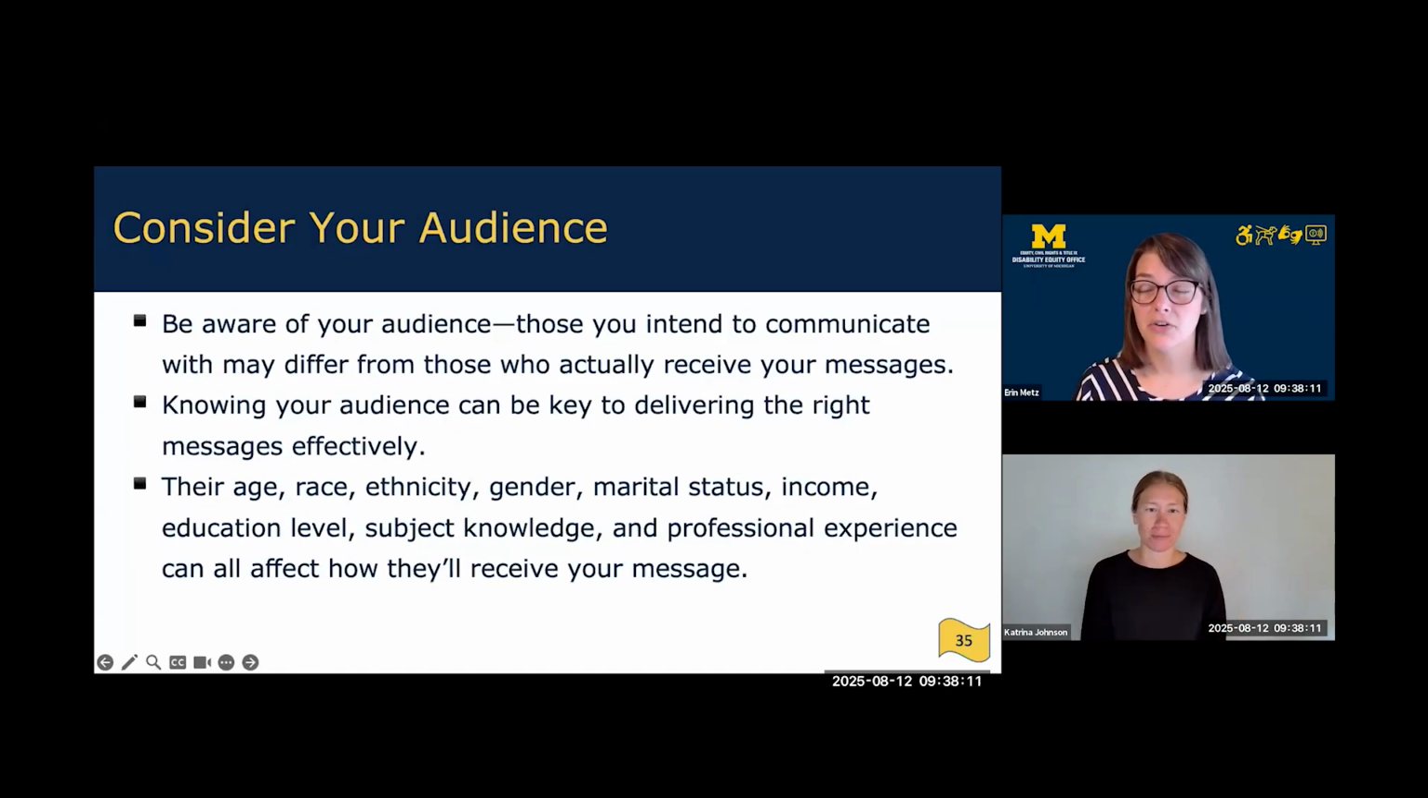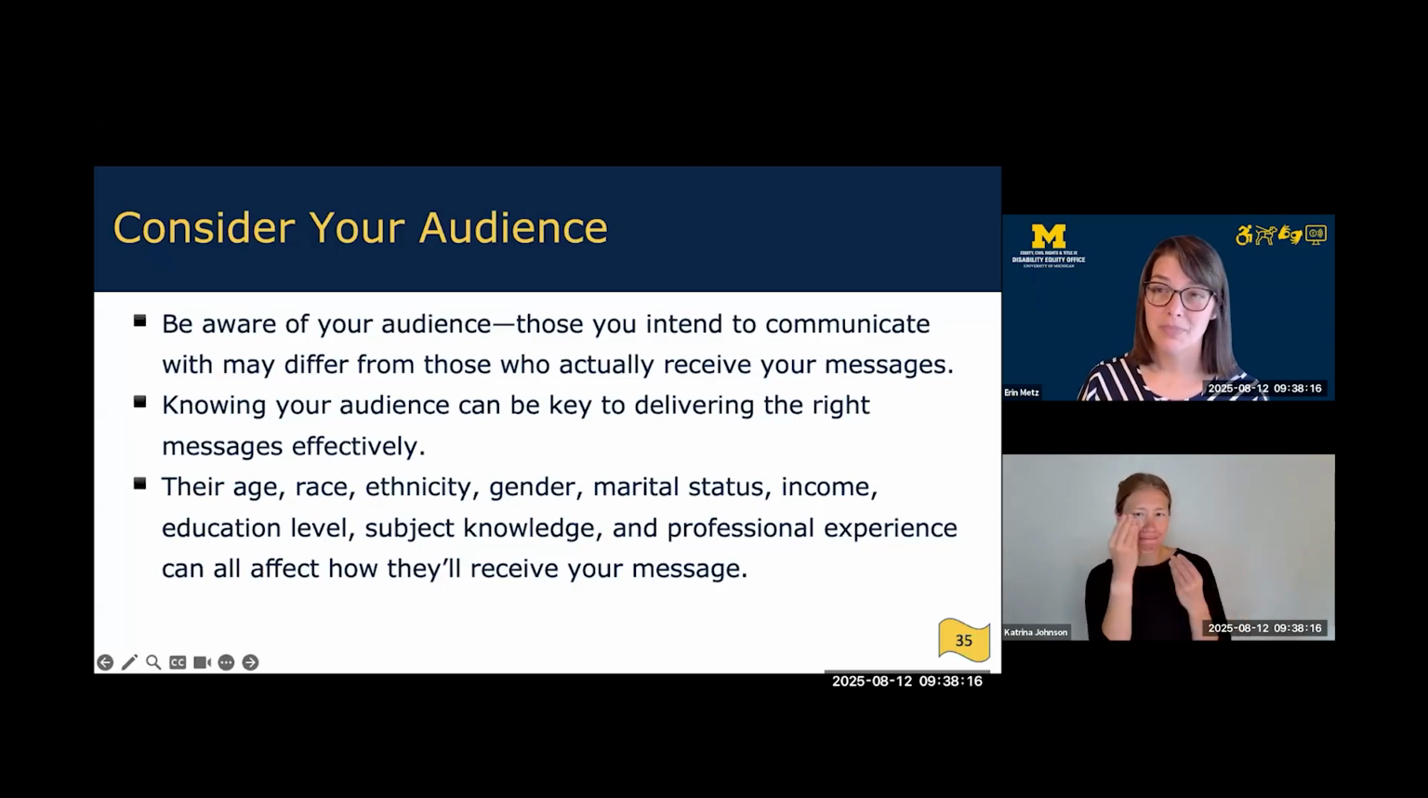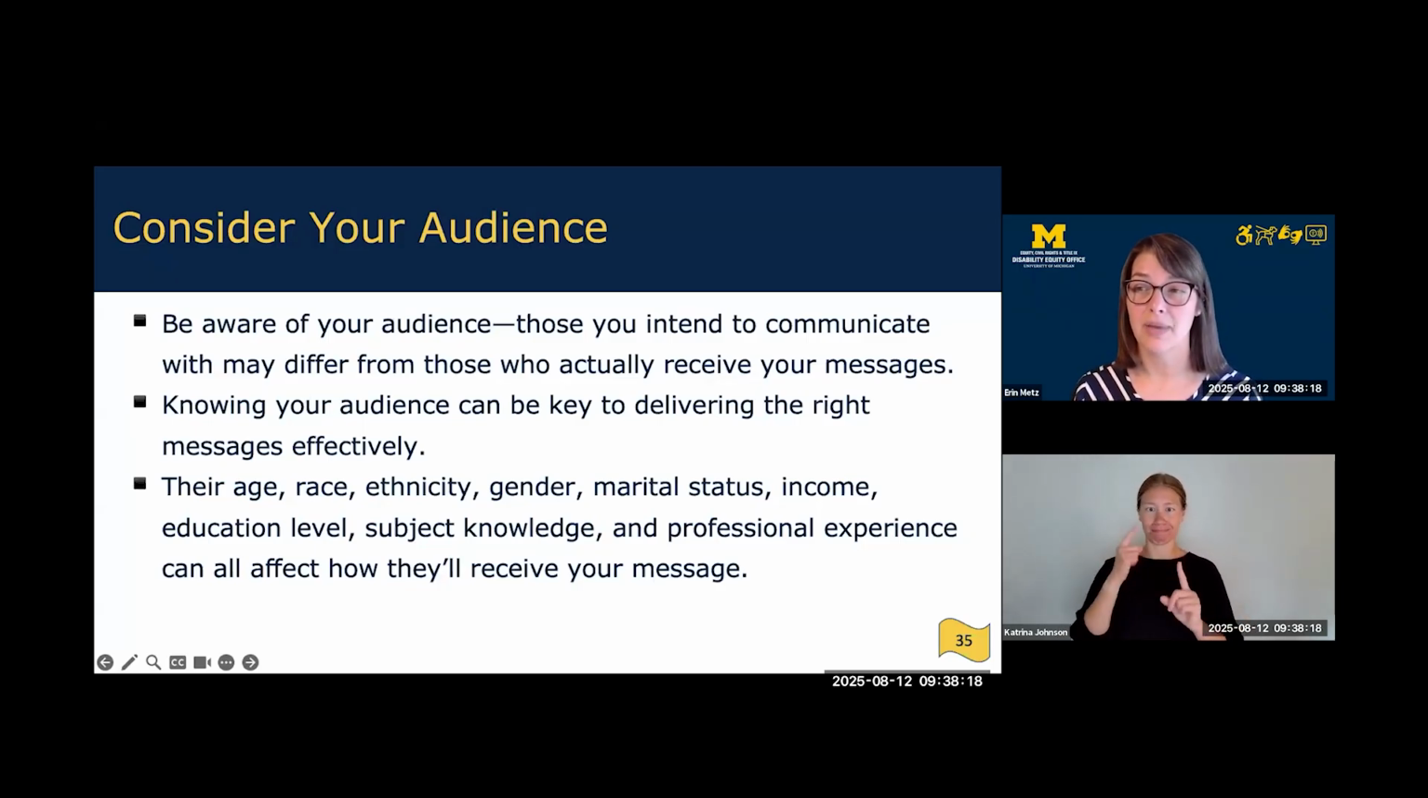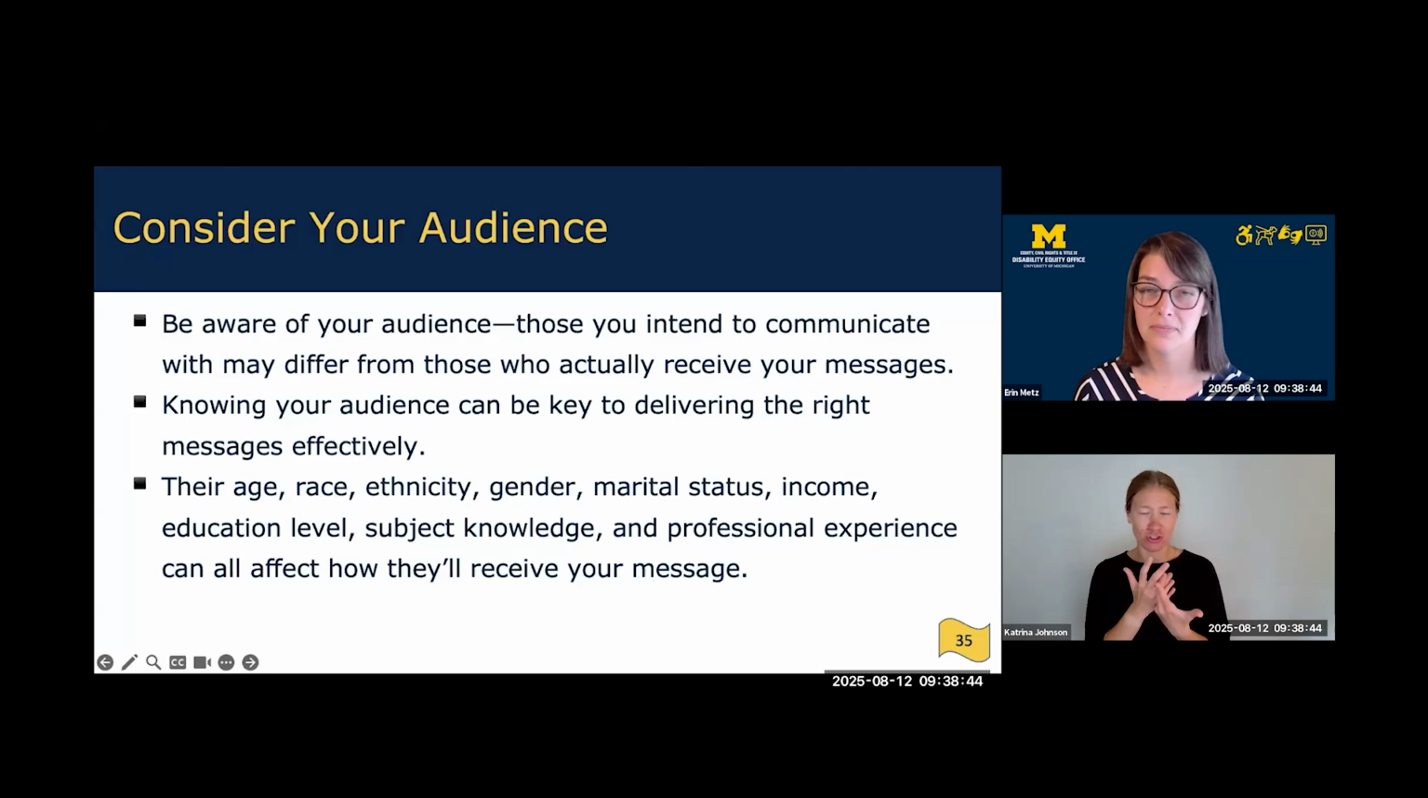It's also important to consider your audience when communicating. Sometimes the individuals you intend to reach may differ from those who are actually receiving your message. Understanding your audience is essential to ensuring your message is delivered effectively. Various demographic factors, including age, race, gender, and the audience's existing knowledge of the subject, can all influence how your message is interpreted and received. By taking these factors into account, you can better tailor your communication to meet the needs and expectations of your audience.